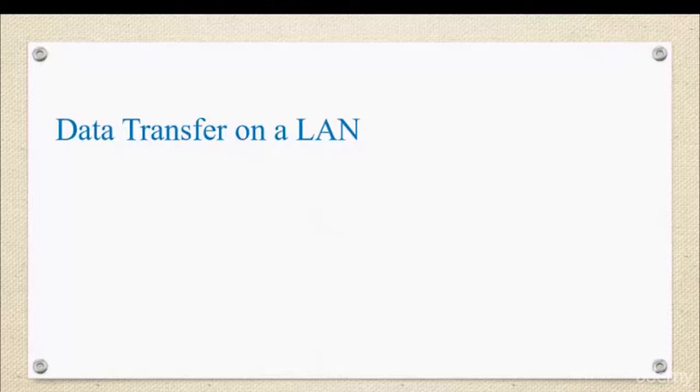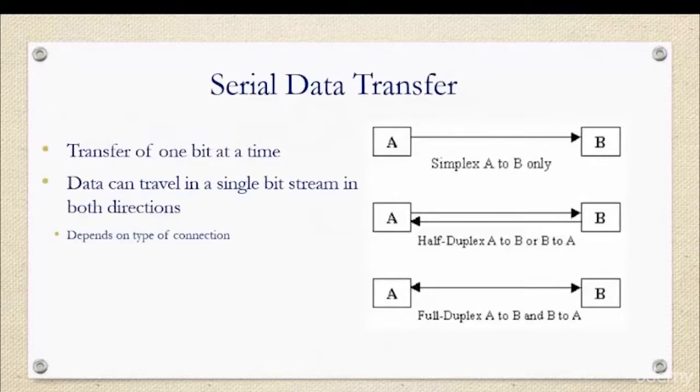All right, so let's switch mode and talk about data transfer on a local area network. Data is transferred in a serial format. So what does that mean, Instructor Gregory? That means one bit of data at a time is sent, and data can travel in a single bit stream in both directions, to and from. And how it does that depends on the type of connection. Even a couple of different connections.